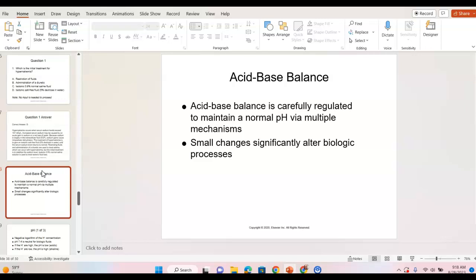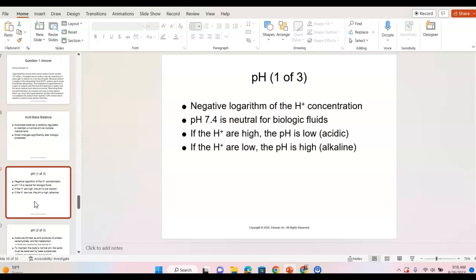Okay, acid base, little wonky, okay? Acid base is very important to understand because we have a very small range. 7.4 is the basic gist. So 7.35 to 7.45 is kind of the range that our tissues should be at, okay?